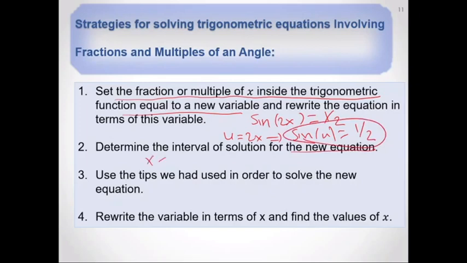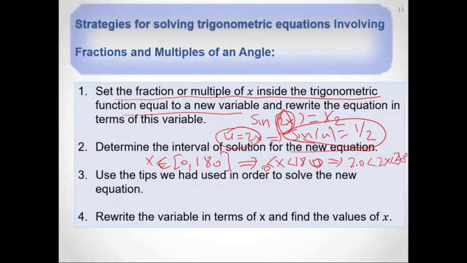Sometimes it says x is between 0 and 180. And now u will be what then? 2x. So x is between 0 and 180, but 2x is the new u. So you multiply both sides by 2, so you get 2x is between 0 and 360. So this has to be u is between 0 and 360.